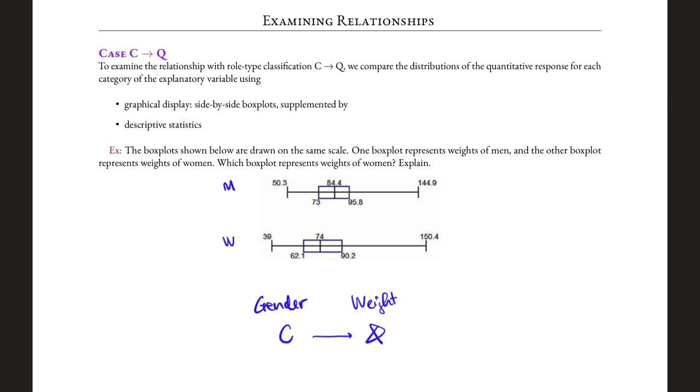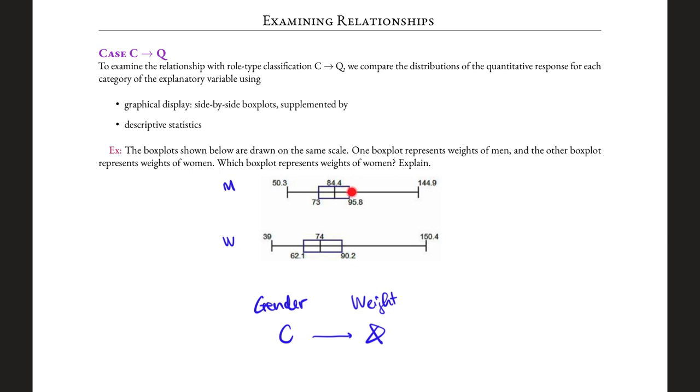For example, for most measures, the minimum, quartile 1, median, quartile 3, except for the maximum, the numbers are smaller in the second box plot than in the first box plot. And so we would say that the second box plot represents the weight of women. We can then go a little bit further.